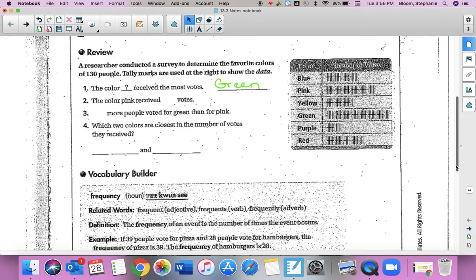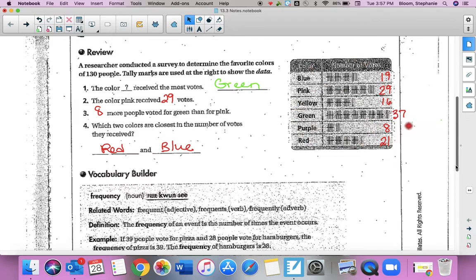And if you notice over here to the side, I'm going to put how many tallies we have here. So this one was 19. Ooh, you can't really see that. Let me try that. Maybe red. 19. This one had 29. This one has 16, 37, 8, and 21. Okay, so green had the most votes. The color pink received 29 votes. And then how many more people voted for green than pink? That would be 8. Which two colors are closest in the number of votes they received? That would be red and blue.